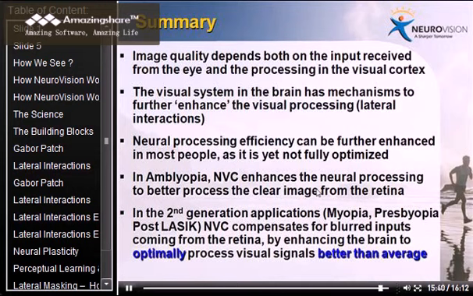So despite the fact that there is some level of blur, up to about 1.5 diopters, as I said previously in this lecture, we can compensate for that using NeuroVision, so the brain can actually perceive normal acuity or close to normal acuity despite the blurred information that was received from the eye, and thus creating optimal brain processing mechanisms to process those visual signals even better than the average.